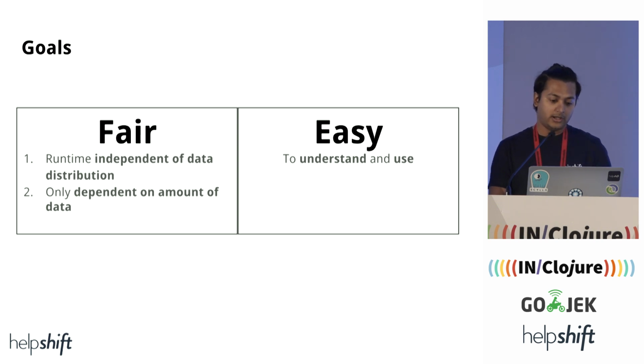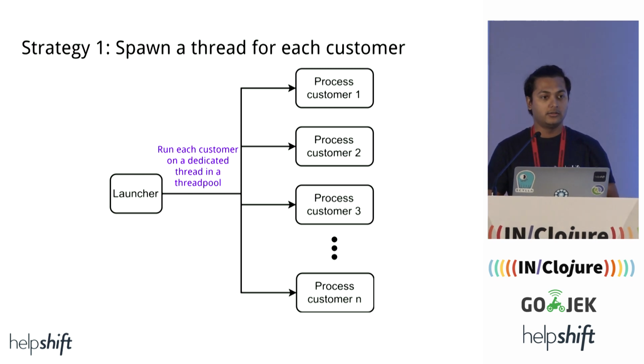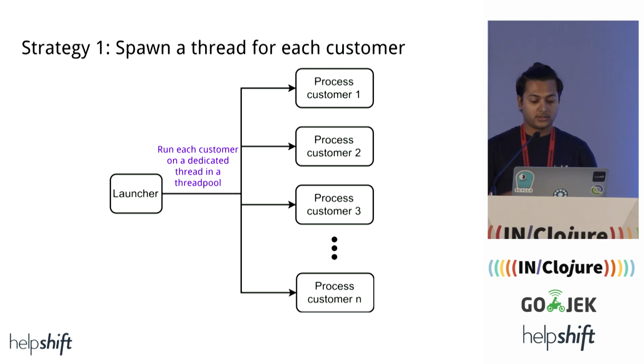So with these goals in mind, let's look at what is the first approach that we can take to achieve this goal. The first approach that we can think of is that, let's say we have a few processors which will process each customer, and these processors are just functions executing on a thread pool.